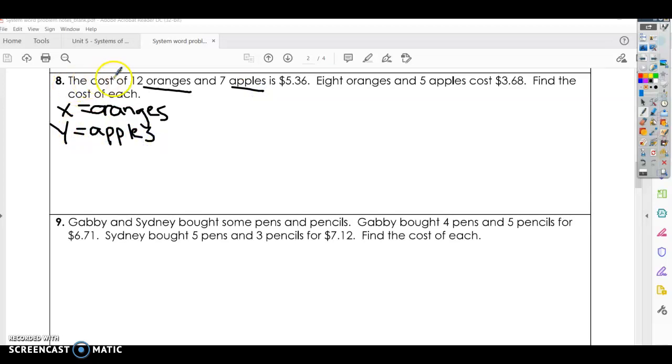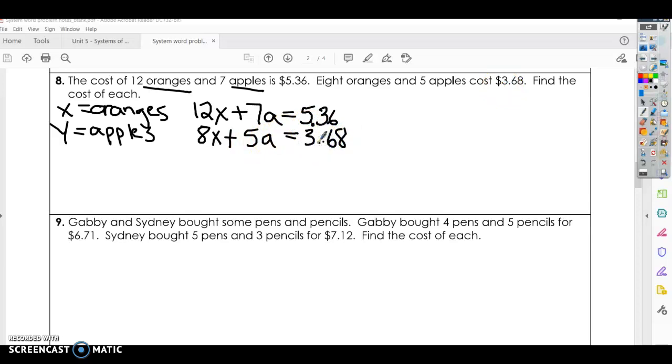All right, it says the cost of 12 oranges and means add, so 12x plus 7 apples means equals $5.36. 8 oranges, okay, 8x and plus 5 apples cost $3.68. Find the cost of each.